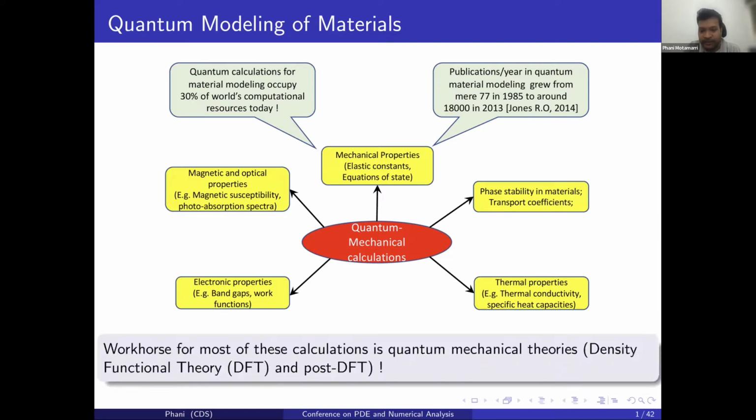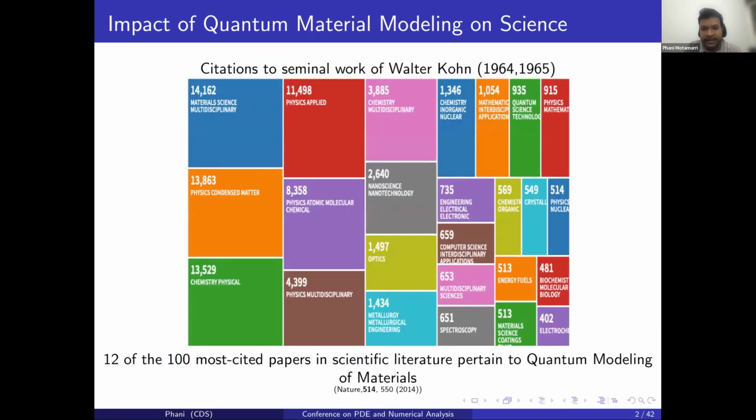The workhorse for most of these calculations is quantum mechanical theories, density functional theory and post-DFT based techniques, which are approximations to the original many-body Schrodinger equation. As for the impact these calculations have had on science, 12 of the most cited papers in scientific literature pertain to quantum modeling of materials.